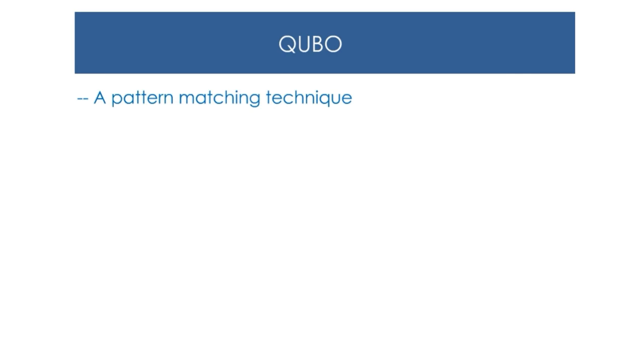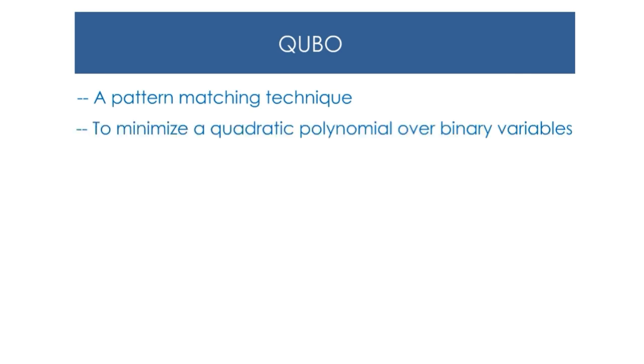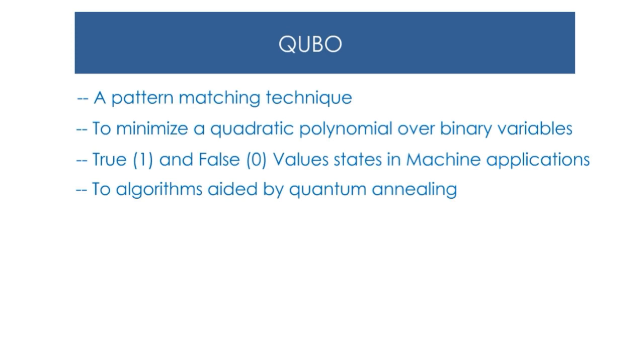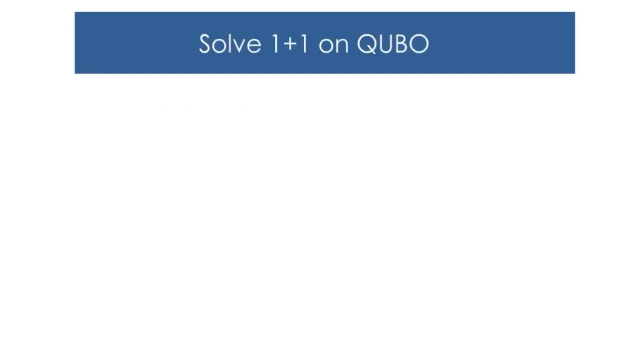As we have already learned about quadratic unconstrained binary optimization in the last video, it is a pattern matching technique used to minimize a quadratic polynomial over binary variables that are true and false states that correspond to 1 and 0 values, common in machine learning applications. QUBO problems may sometimes be well suited to algorithms aided by quantum annealing. Let us now solve 1 plus 1 on QUBO.